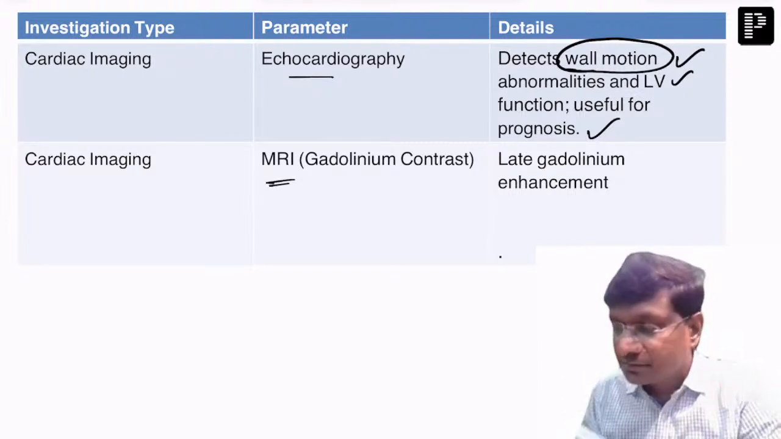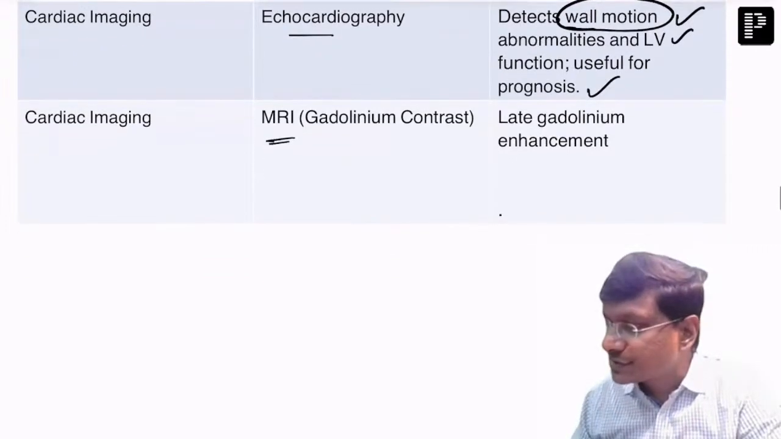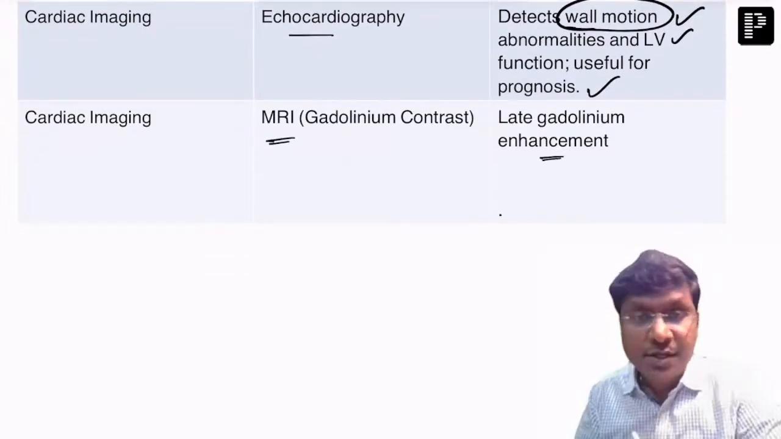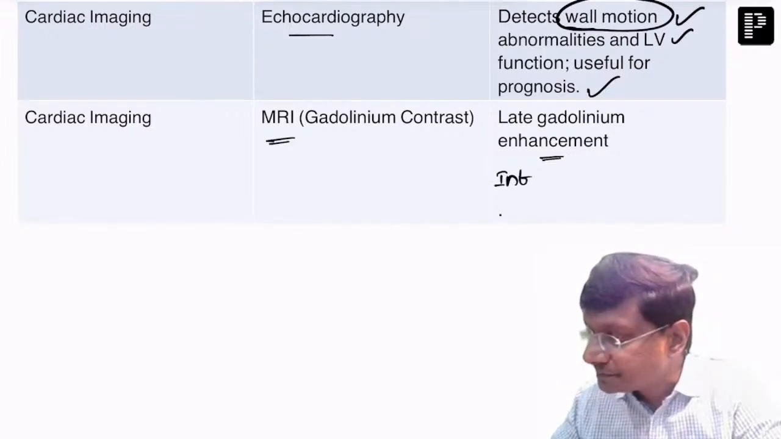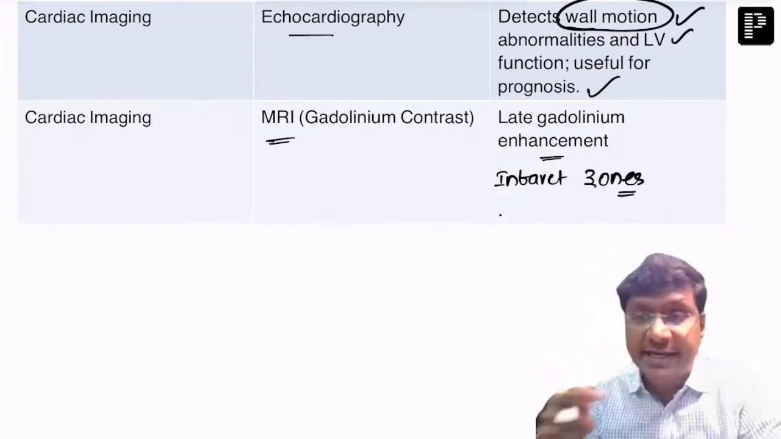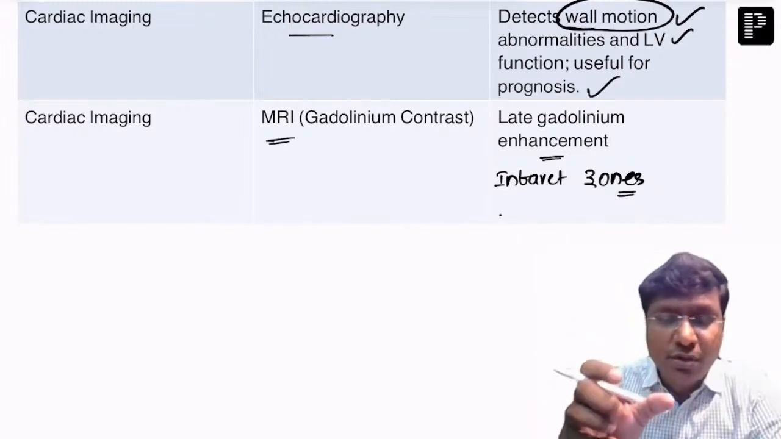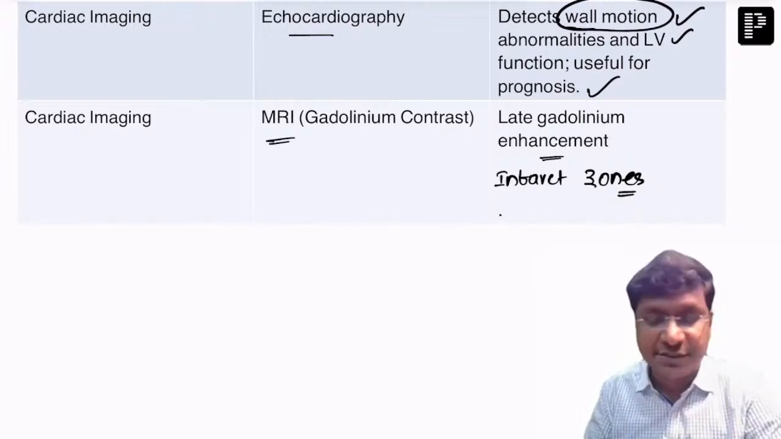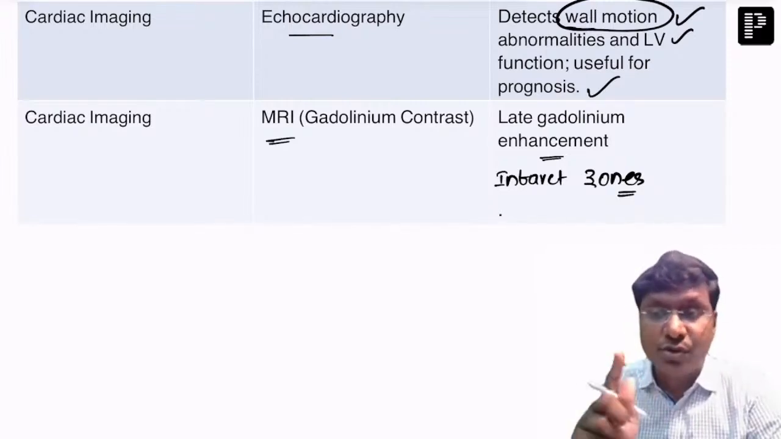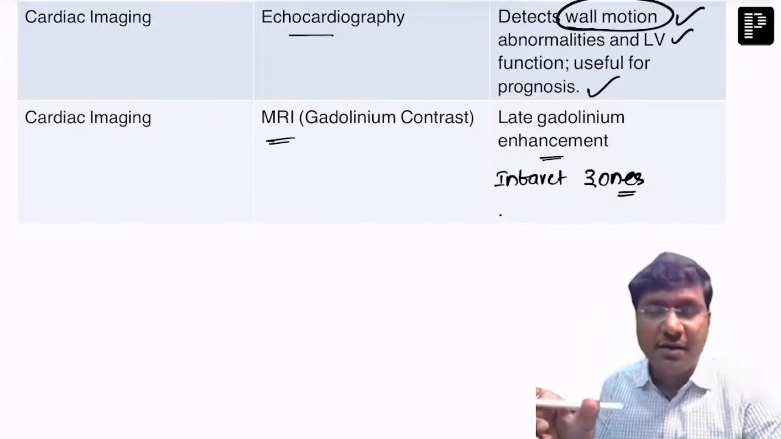And next is the MRI, that is gadolinium contrast MRI. What we do is late gadolinium enhancement. Now this MRI will highlight the infarct zones. The importance of the MRI is this will highlight the infarct zones, and this MRI will be able to differentiate the infarct zone from the normal myocardium. That is the importance of the cardiac imaging. That is your gadolinium enhanced MRI.